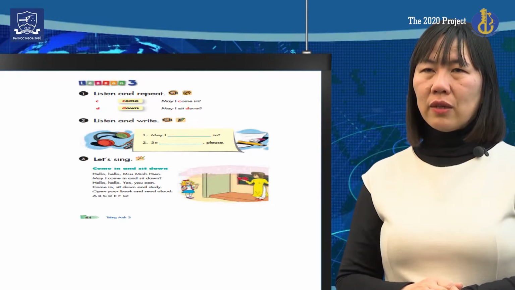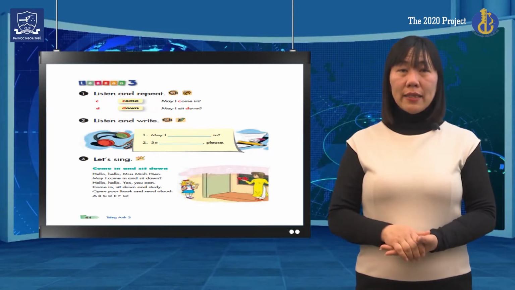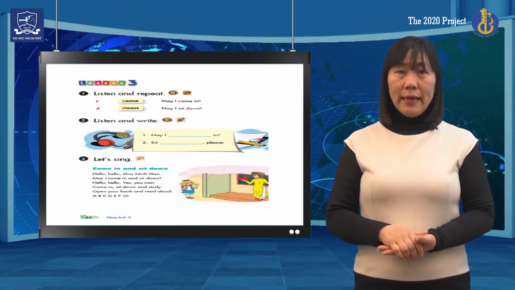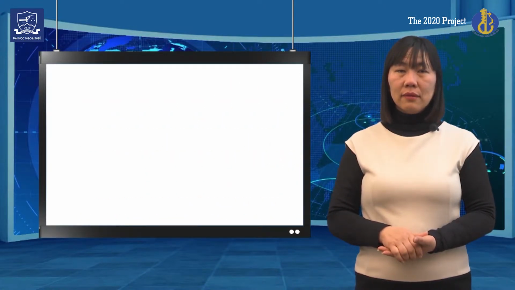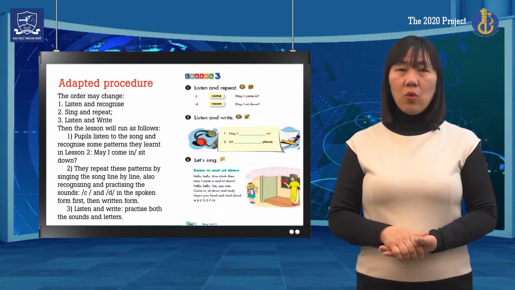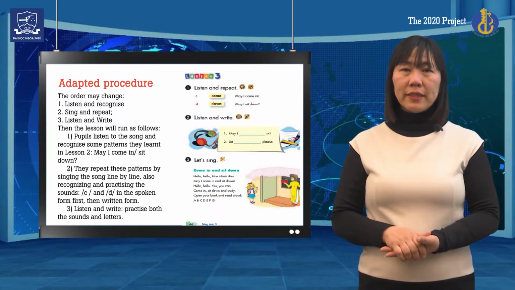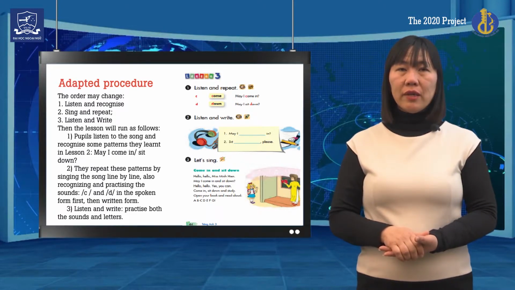Let's take a closer look at this lesson. Tiếng Anh 3, Unit 6, Lesson 3, page 44. The order of the lesson is: Task 1, Listen and repeat. Task 2, Listen and write. Task 3, Let's sing. However, if the teacher wants to use the songs for controlled practice, they can change the order of the activities within a lesson to make it more suitable and more meaningful.